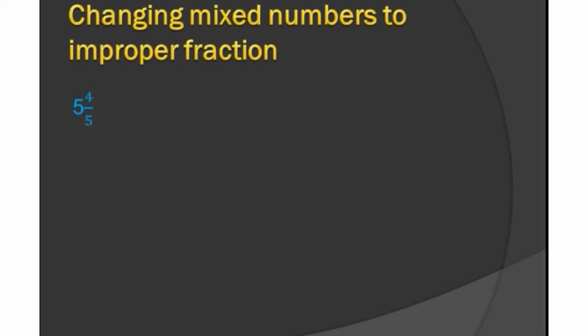Let's do a next one. 5 and 4 over 5. The first thing you need to do is times the whole number by the denominator, and 5 times 5 is equal to 25. Then you add the numerator to 25, which will give you 29. Therefore, 5 and 4 over 5 is equal to 29 over 5.